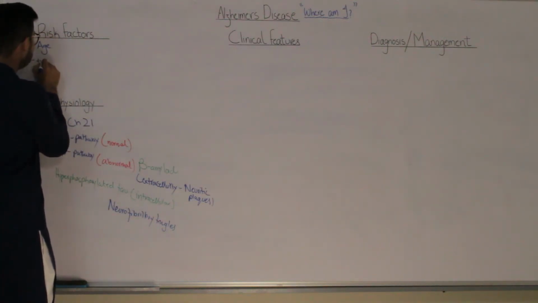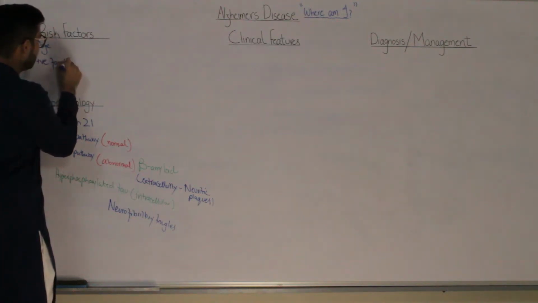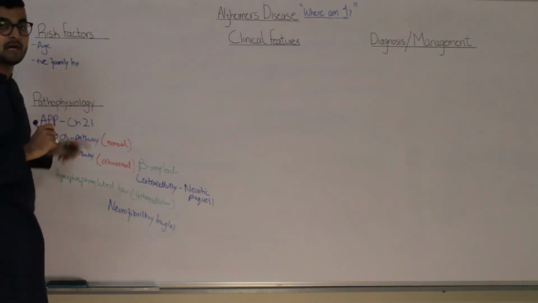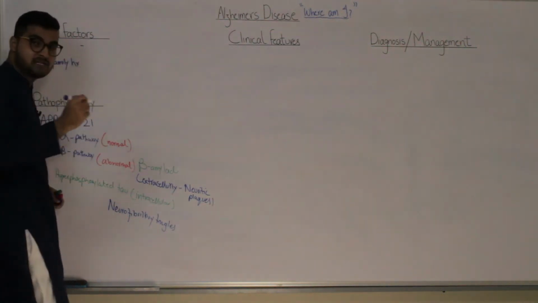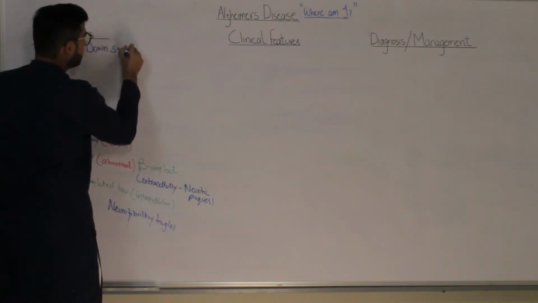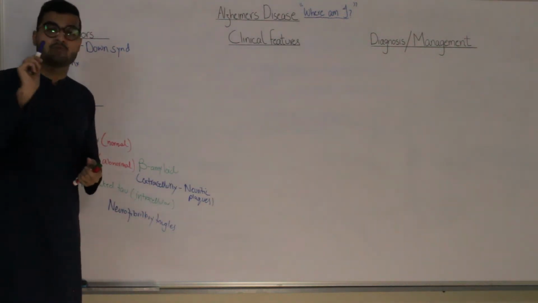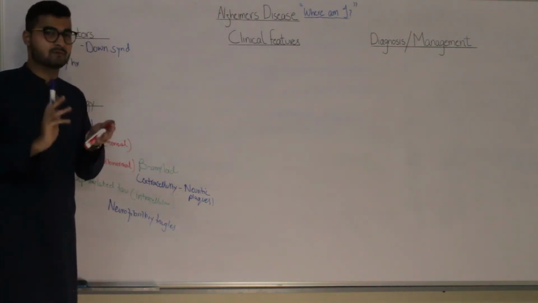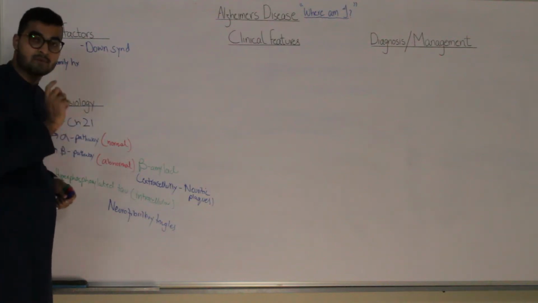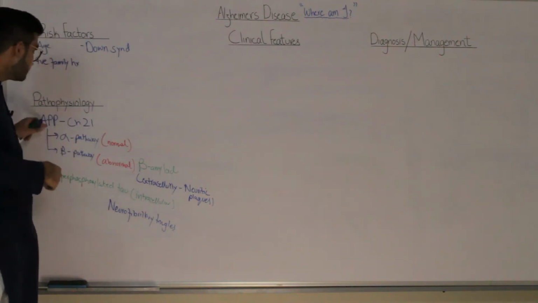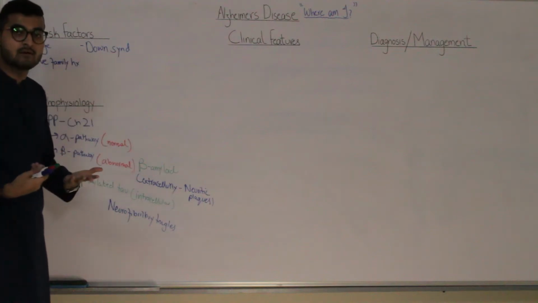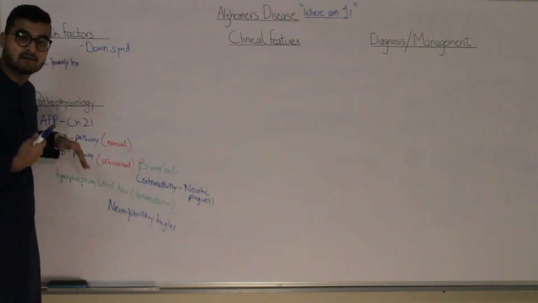Apart from age, a positive family history is also a predisposing factor for Alzheimer's disease. Apart from positive family history, a patient with Down syndrome will also have an increased risk of developing Alzheimer's disease. Why? Because in Down syndrome, you have an extra copy of chromosome number 21, and the amyloid precursor protein is also encoded by chromosome number 21. So an extra copy would mean extra amounts of amyloid precursor protein, and that is definitely going to mean increased risk of the protein undergoing beta cleavage.